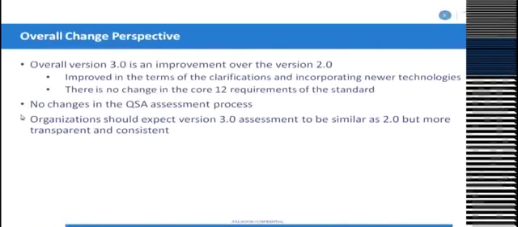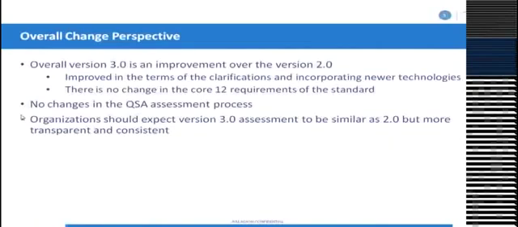Now, when we talk about 3.0, what can I say in terms of an overall change? I would definitely say that it's an improvement when we look at the version 2.0. There's a lot more clarity brought into the standard in terms of the intent of the requirements. There's a lot more clarity with regard to how these requirements have to be implemented and continued with that particular implementation framework.